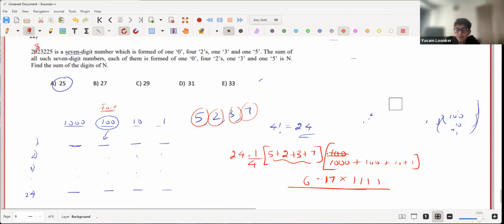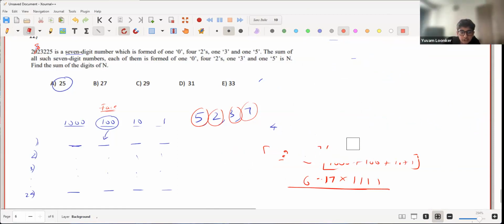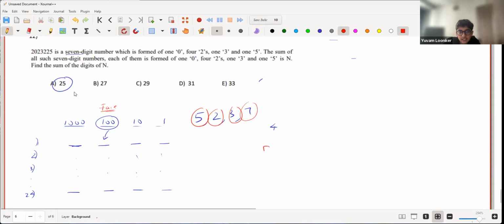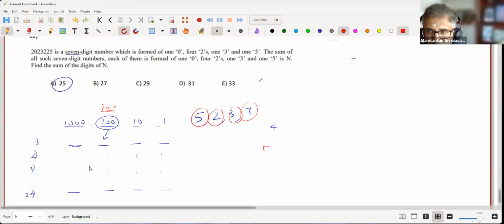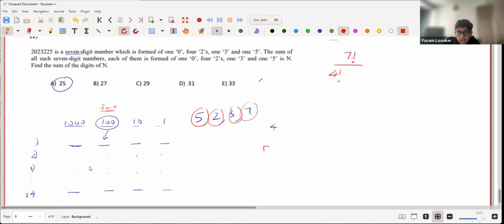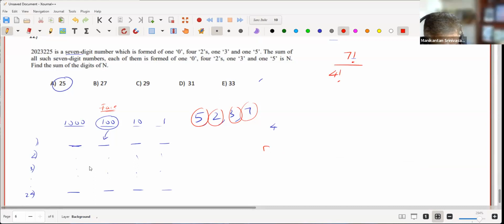Sir, instead of 7 factorial over 4 factorial in the original question, shouldn't it be 7 choose 4, because you're choosing 4 spots for 2 out of that 7-letter word? For which one? For the example I gave, or this example that you're seeing on the screen? Yeah, on the screen. On the screen, yes, because there's no other number that's repeating. Only 2 is repeating. In the other example I gave, 2 was also repeating, 8 was also repeating, which is why I put 7 factorial. You can take 4 spots for 2, which is 7 choose 4 plus 3 factorial. What plus 3 factorial? First let's be clear on the number. What is the number? 2023225 or something else?